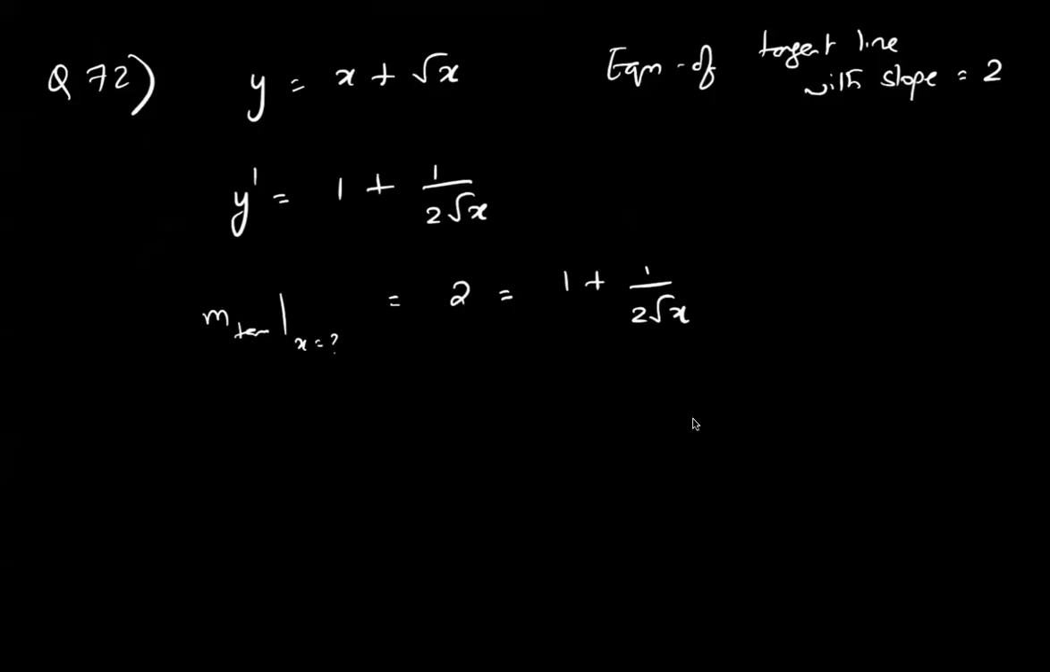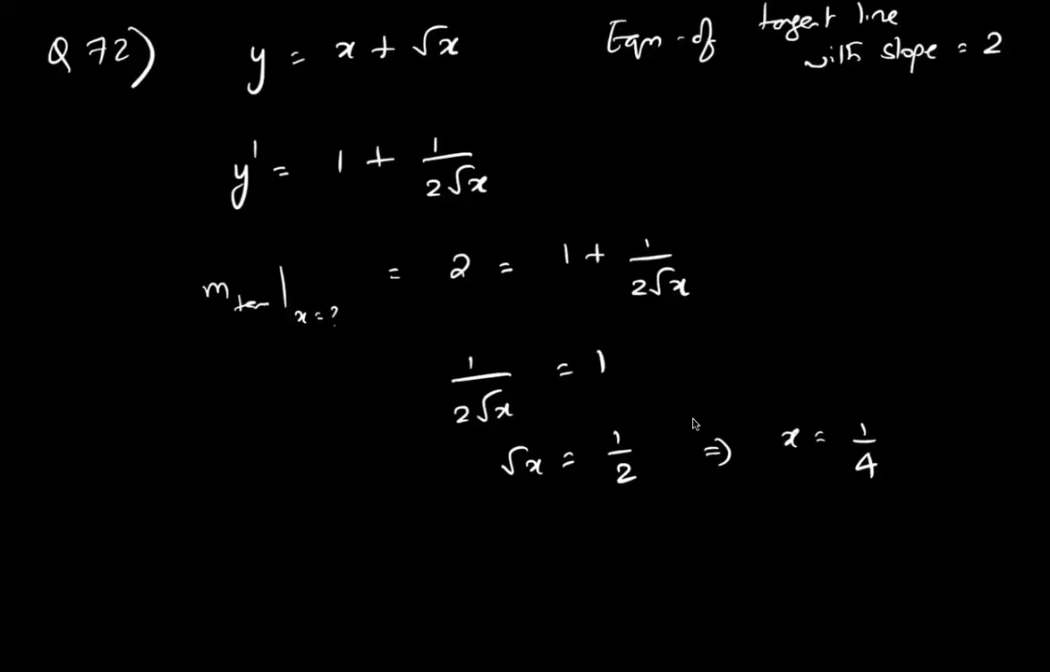So we are going to simplify this. 1 over 2 root x is 1, or root x is 1/2. So if root x is 1/2, x is nothing but the square of that, which is 1/4. So then I have my x value.